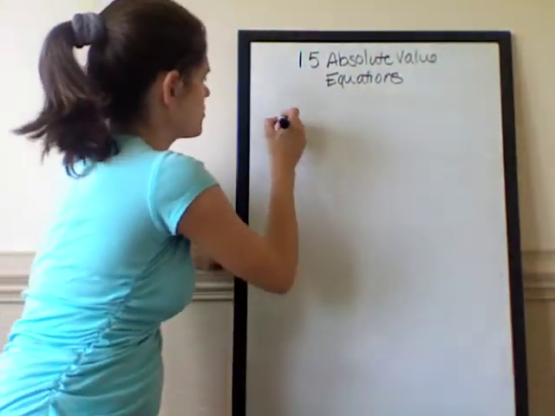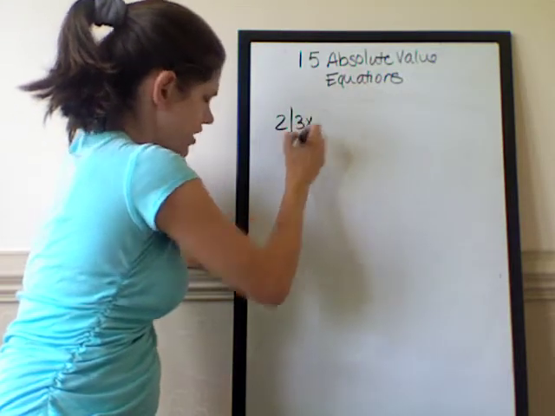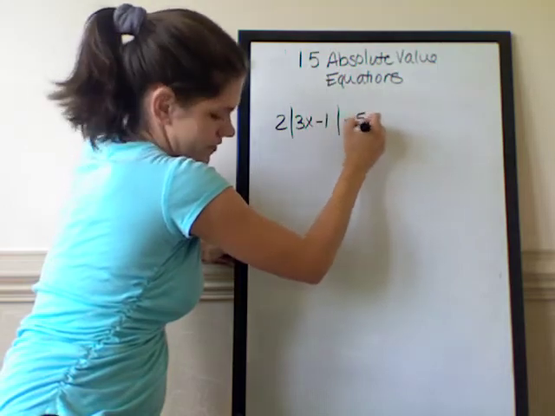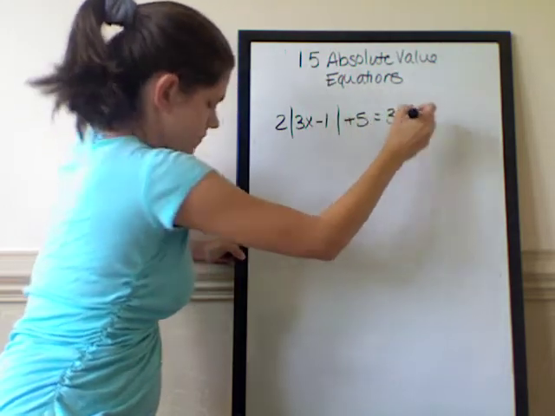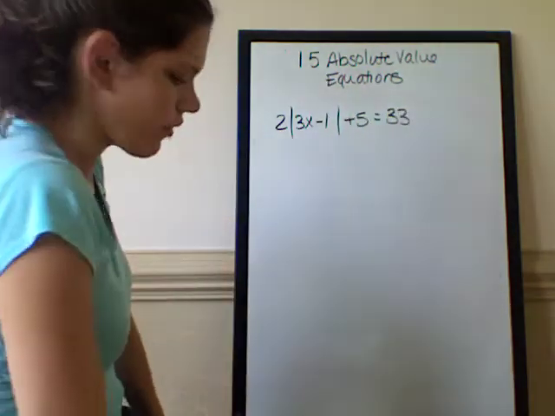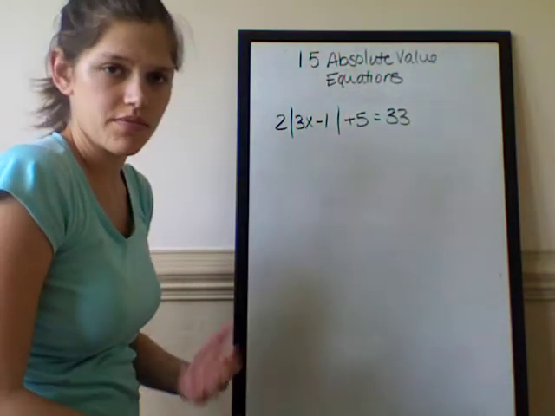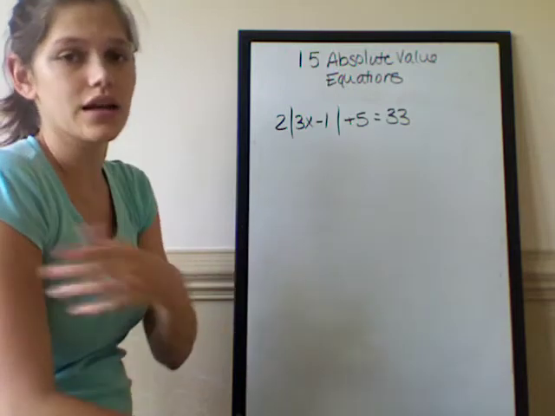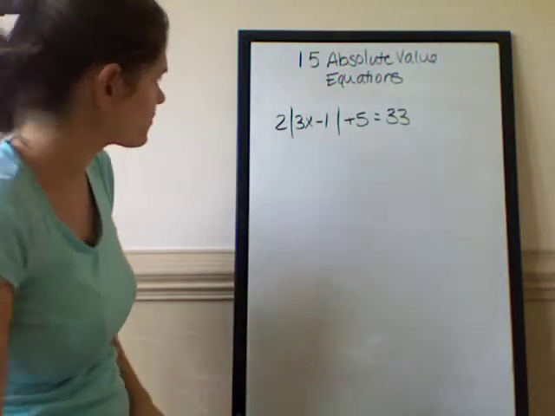Alright, next one. 2 absolute value of 3x minus 1 plus 5 equals 33. Alright, I want you guys to attempt this one. It's the same kind of thing. Go ahead and pause it at this moment, and then come back, and I'm going to continue to solve it.